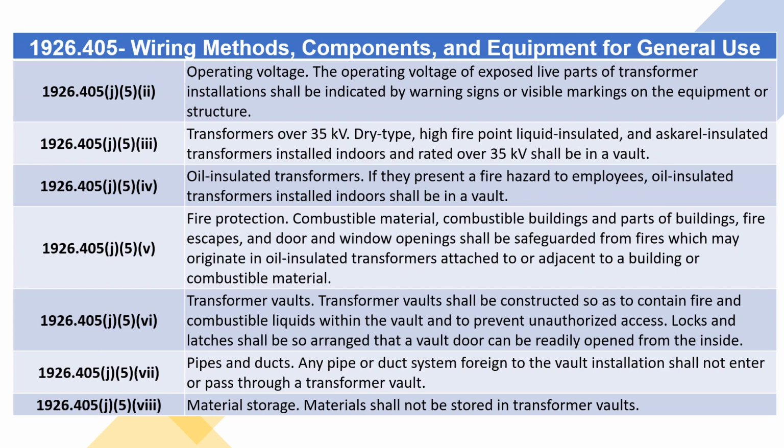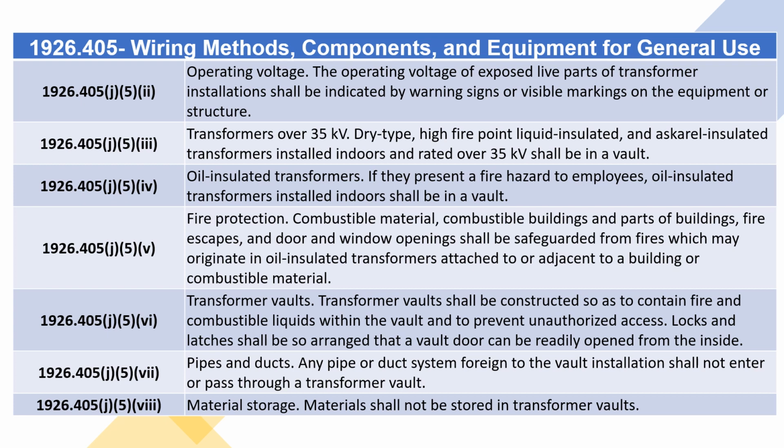1926.405 J5-2. Operating voltage. The operating voltage of exposed live parts of transformer installations shall be indicated by warning signs or visible markings on the equipment or structure. 1926.405 J5-3. Transformers over 35 kV. Dry-type, high-fire point liquid insulated, and Ascarel insulated transformers installed indoors and rated over 35 kV shall be in a vault. 1926.405 J5-4. Oil insulated transformers. If they present a fire hazard to employees, oil insulated transformers installed indoors shall be in a vault.